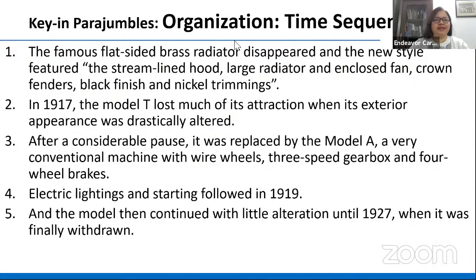Okay, let's look at this. Not a difficult one. I'm sure you will have started with in 1917, because this is the earliest time frame. And what is the discussion all about? The Model T. The Model T lost much of its attraction when its exterior appearance was drastically altered. Now comes the main idea. We're talking about the drastic alteration changes of the Model T.